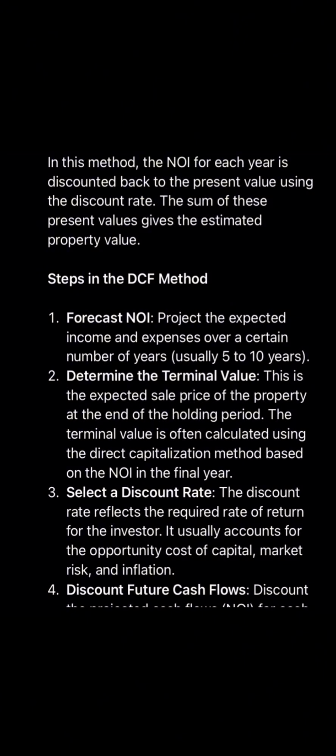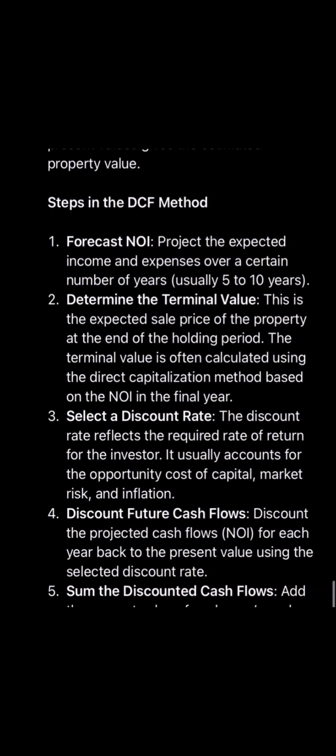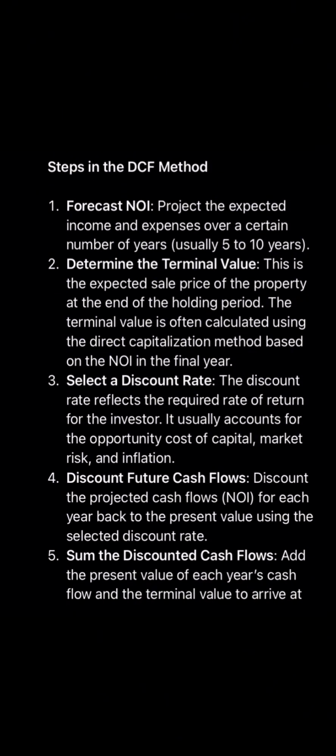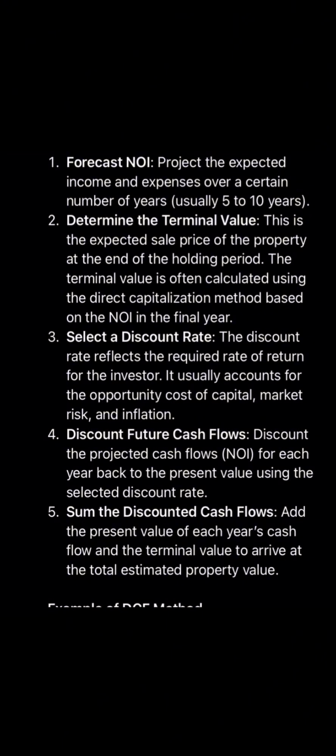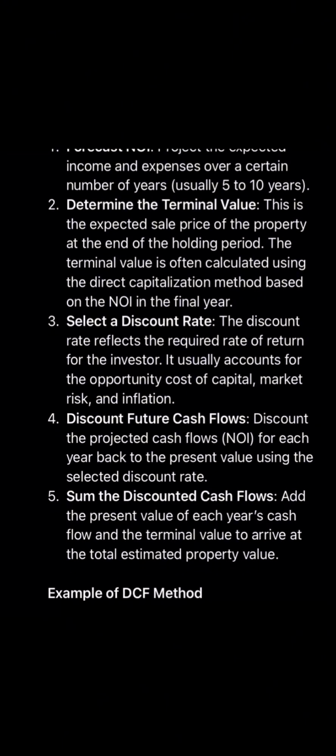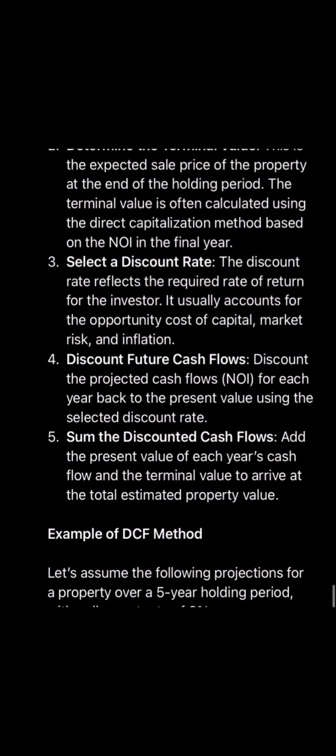Steps in the DCF method. 1. Forecast NOI. Project the expected income and expenses over a certain number of years, usually 5 to 10 years. 2. Determine the terminal value. This is the expected sale price of the property at the end of the holding period. The terminal value is often calculated using the direct capitalization method based on the NOI in the final year. 3. Select a discount rate. The discount rate reflects the required rate of return for the investor. It usually accounts for the opportunity cost of capital, market risk, and inflation.